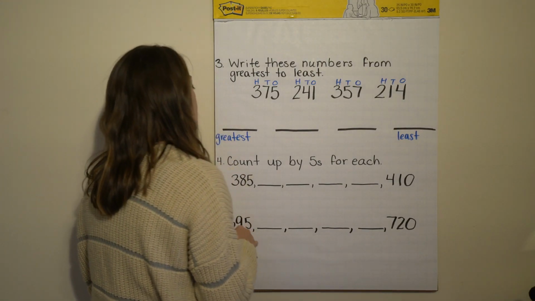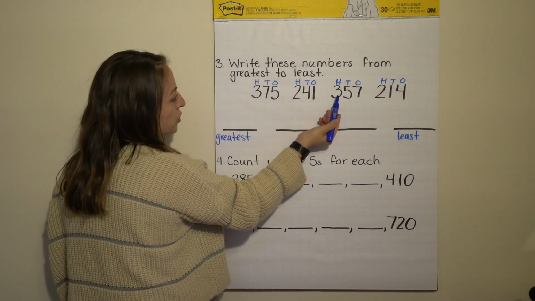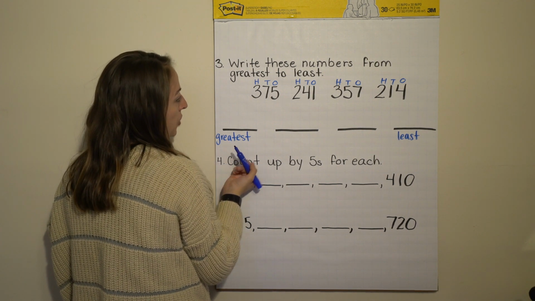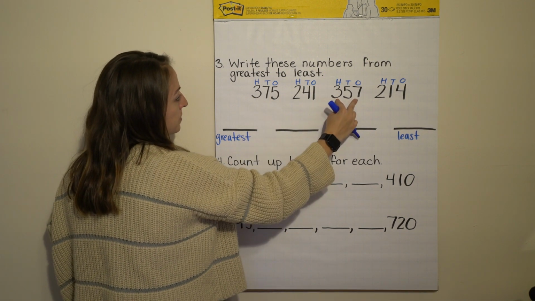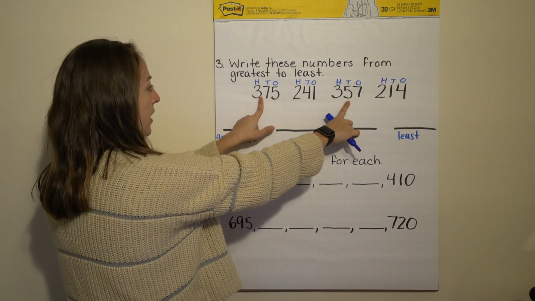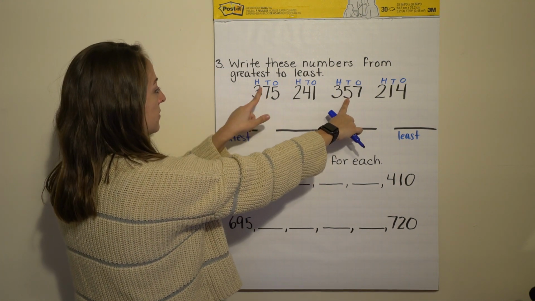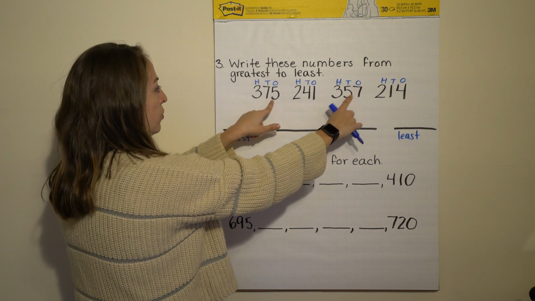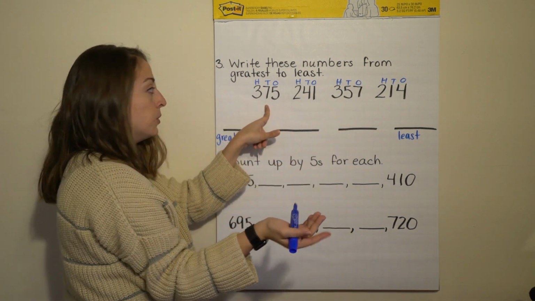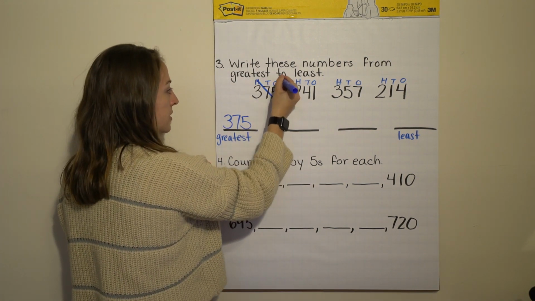Okay, so I'm going to look at the hundreds place for all my numbers. I have 3 hundreds here, 2, 3, and then 2. Well, I'm looking for the greatest amount, so I'm going to look at these two numbers because 3 hundreds is more than 200. So I'm only looking at these two. All right, now I need to look at the tens place. So I have 5 tens here and 7 tens here. So which number am I going to put first? Right, so I would put 375. I'm going to cross that out.